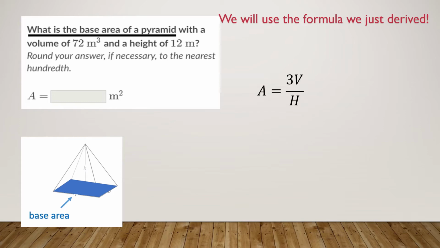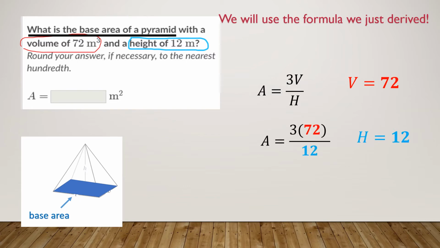A equals 3V over H. And all we really need to do is plug in the values. Let's see what we got. We know that the volume is 72 cubic meters, and we know that the height is 12 meters. And that's really the only two unknowns that we had. So let's substitute those values in.